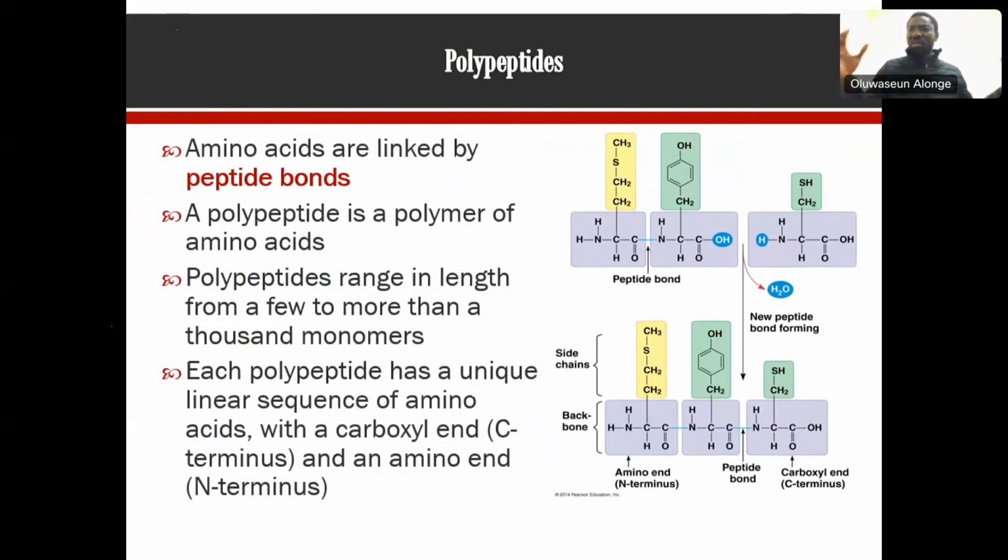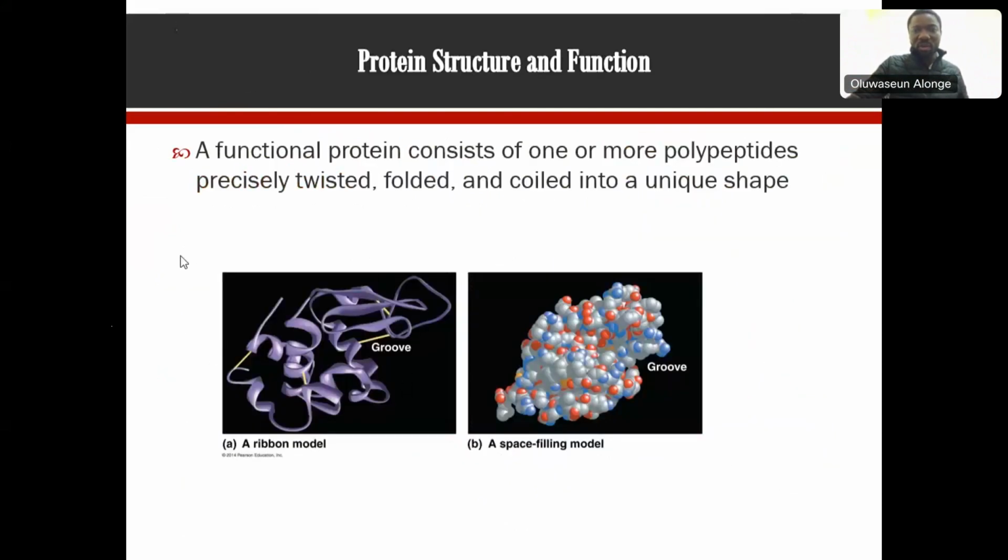Again, the same thing: monomer plus monomer produces polymer, and that is produced through a dehydration reaction. Anytime a new bond forms, most of the time it is a dehydration reaction, joining smaller molecules to form a large molecule. All right. Now, like I told you earlier, a polypeptide, I mean, a protein that is functional must be a three-dimensional shape protein.